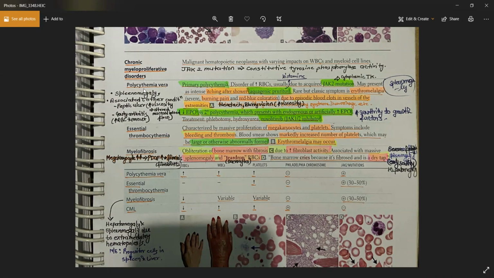A very special thing that you will get is aquagenic pruritus, which means whenever you expose yourself to hot water, you will get itching in the body. Very important. You will get erythromelalgia because of the high RBC count, which causes very high viscosity, and you will get viscosity symptoms, just like headache and blurring of vision. You will also get burning pain and a reddish-bluish discoloration of the hand, as you can see in this diagram. You will get swelling of the hand because of vaso-occlusion, and a very red hand, because of episodic blood clots in the vessels of the extremities.